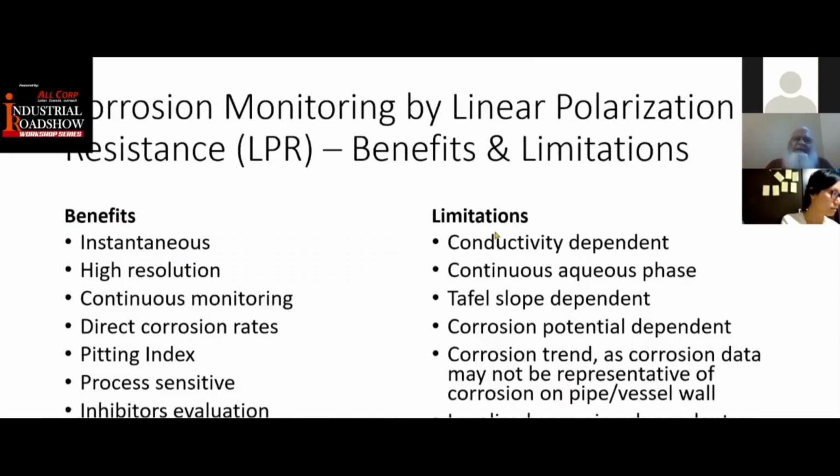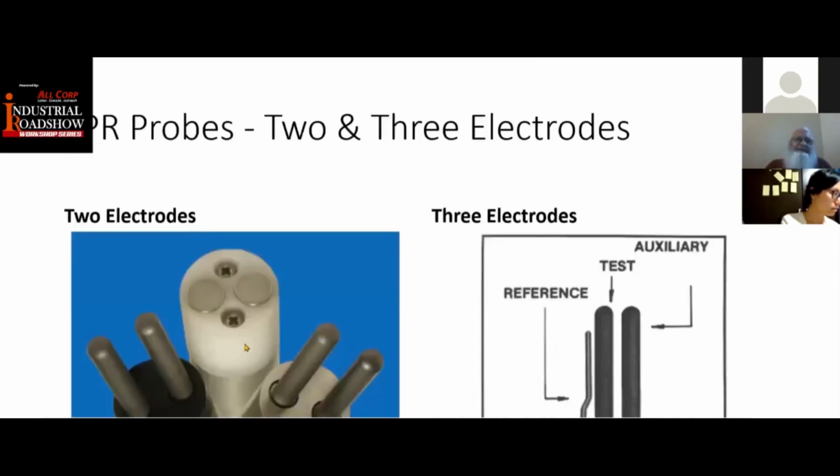These are the actual benefits and limitations, and this is the actual shape of the probes. This is a 2 electrode probe, this is a 3 electrode probe. I think the time is almost over, so I will stop it here. I still have many more slides I can talk about, but let us stop it over here.